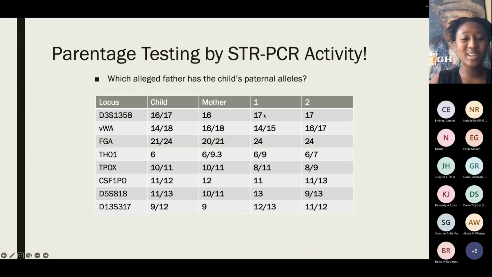So, of course, quick activity, make sure everyone's good. Which alleged father has the child's paternal alleles? Okay, so here you have the child's alleles at these particular loci, and then you also have the mother and her particular alleles at these different loci. So if you could figure out if it's going to be one or two. So I'll give you a couple, like 2 minutes or so, and whoever wants to say it out loud, go right for it.